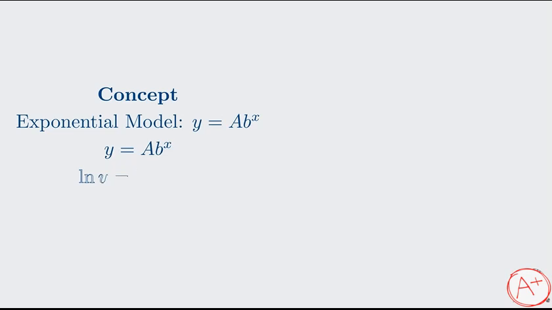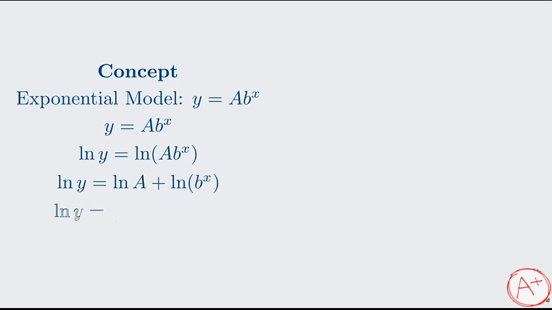Next, we examine the exponential model. In this case, the variable x is in the exponent rather than the base. This requires a slightly different linear transformation. Again, we apply natural logarithms to both sides. Using the product rule, we separate the terms. Applying the power rule, x moves to the front of the log.